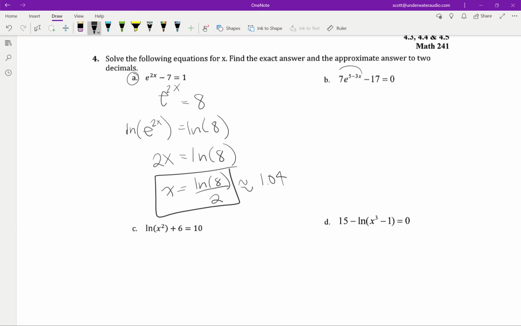I want to get x by itself, so I'll move 17 to the other side. So 7e to the 5 minus 3x equals 17. And then I'm trying to get x by itself, so I could just get rid of 7. That's easy to do. And that starts getting x closer to itself. Dividing by 7, e to the 5 minus 3x equals 17 over 7. And then if I want to get rid of the e, I could use the natural log on both sides.